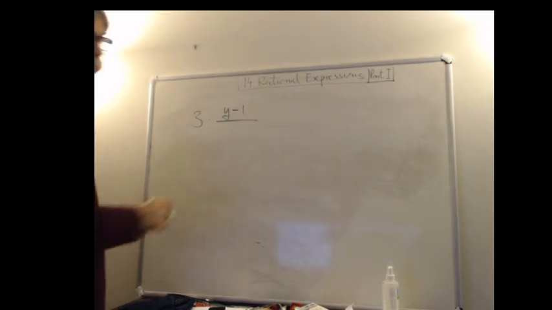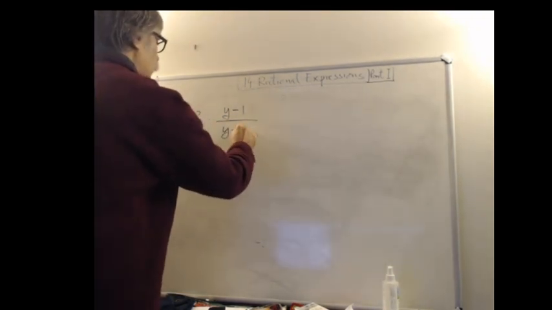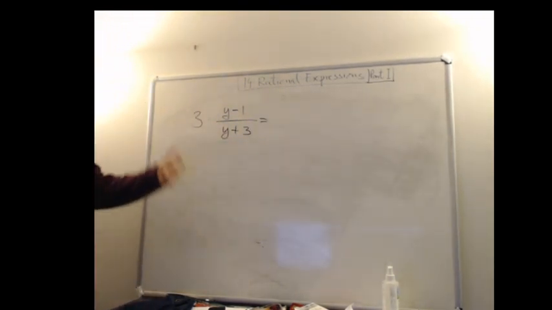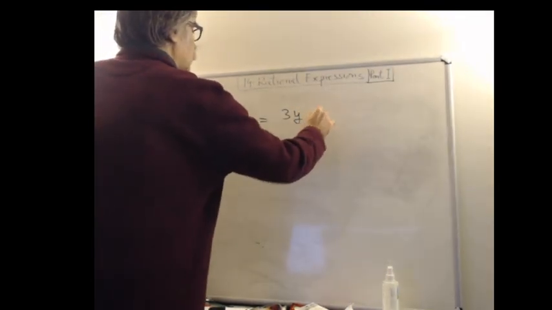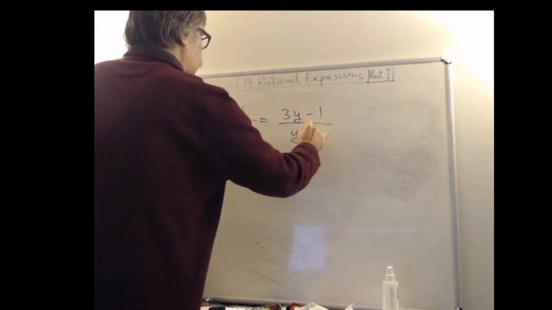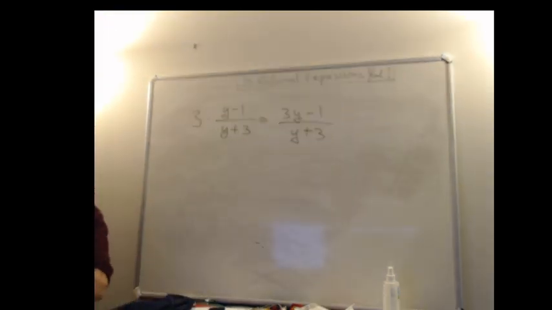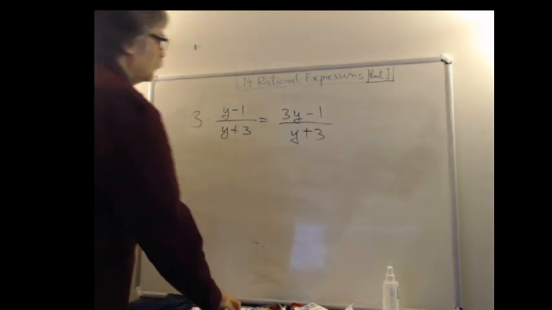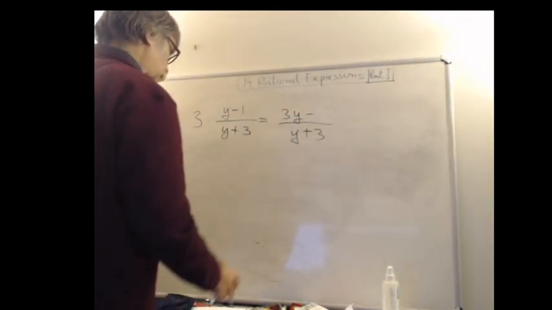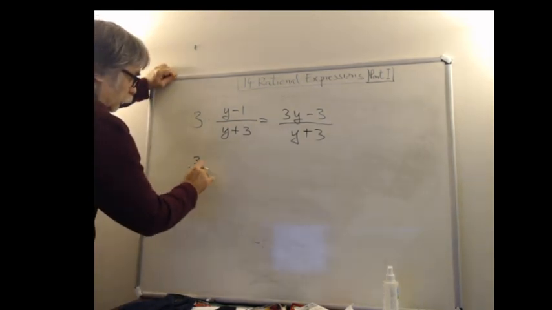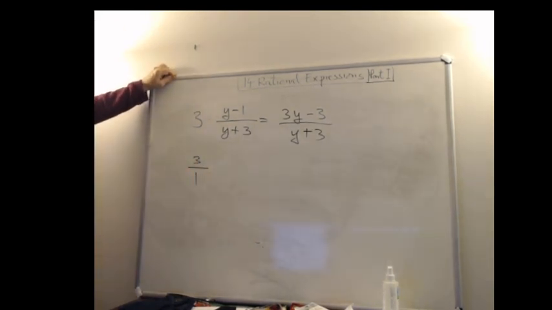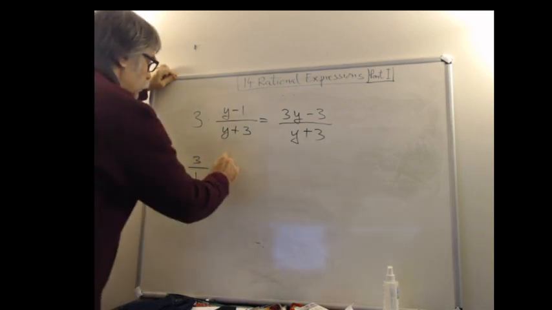you can just multiply the top, which is 3y minus 1 over y plus 3. That's a mistake, right? If you multiply the top, you multiply everything, so it's going to be 3y minus 3. Right? Some people say it this way, which is nothing wrong with that. 3 is the same as 3 divided by 1. Yeah, it is.